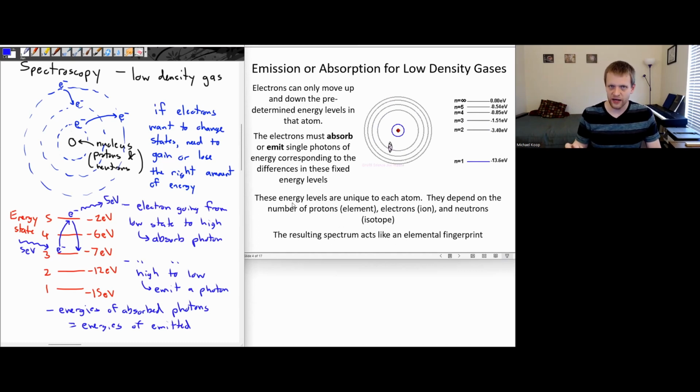Each kind of atom has different electron energy levels, and the spacings of those energy levels determine the photons of light that this thing will absorb or emit. So if we identify a sample and see which wavelengths of light are absorbed and which wavelengths of light are emitted, we can use that to identify the element.